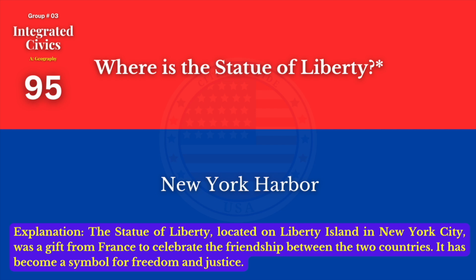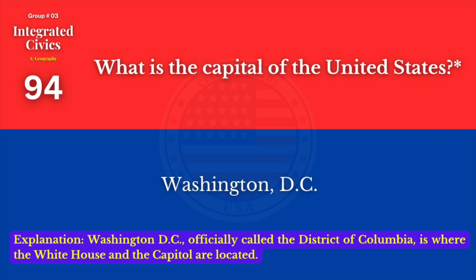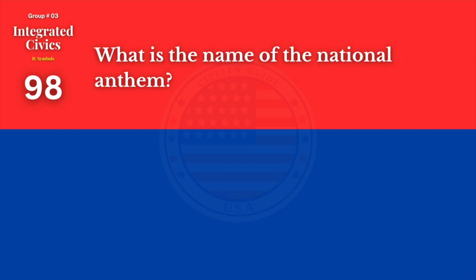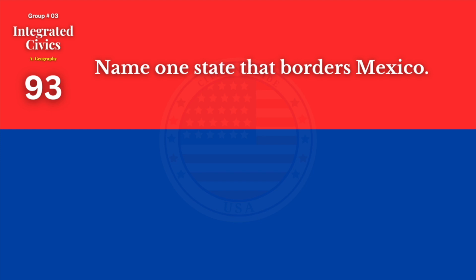New York Harbor. What is the capital of the United States? Washington, D.C. What is the name of the national anthem? The Star-Spangled Banner. Name one state that borders Mexico. California.